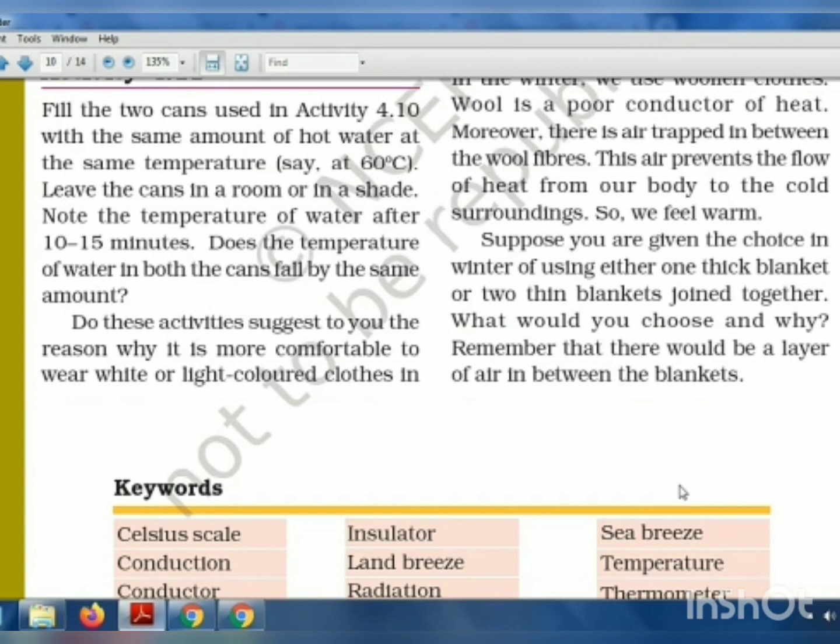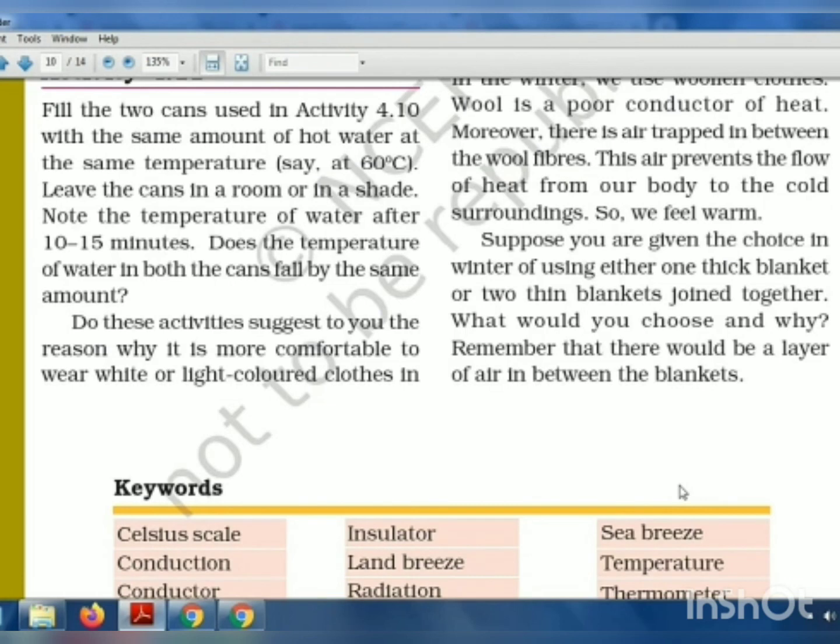Okay, so I hope you all have understood the whole chapter clearly. In this chapter there were topics of the thermometer, which is used to measure temperature. We learned about two thermometers, one is the clinical and one is the laboratory thermometer. Then we learned how the transfer of heat occurs in solid, liquid, and air. In air we studied two more topics, that is sea breeze and land breeze.